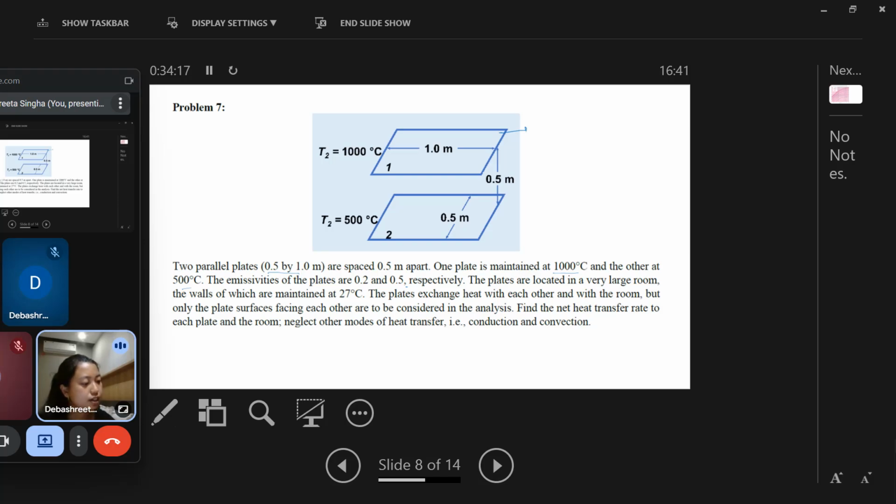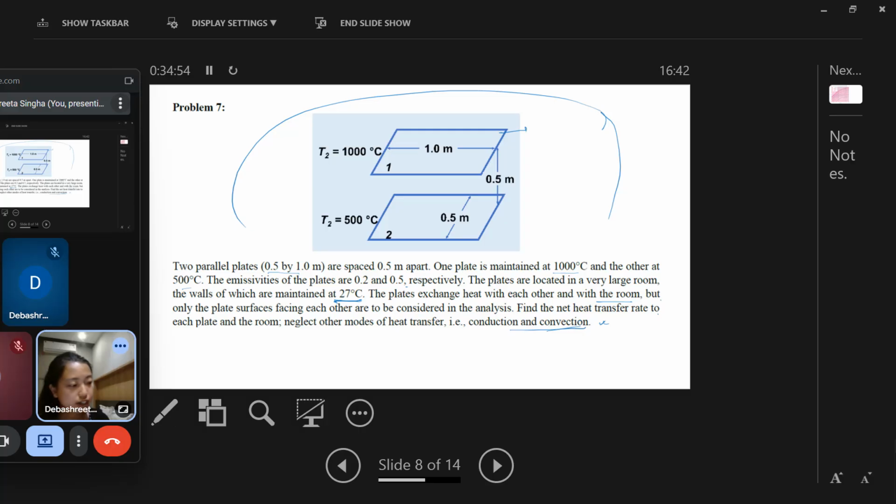So this is placed in a large room, and the wall temperatures are maintained at 27 degrees Celsius. The plates exchange heat with each other and also with the room, but only the plate surfaces facing each other are to be considered in the analysis. Find the net heat transfer rate to each plate and the room. Neglect other modes of heat transfer, for example conduction and convection. This is one of the assumptions.